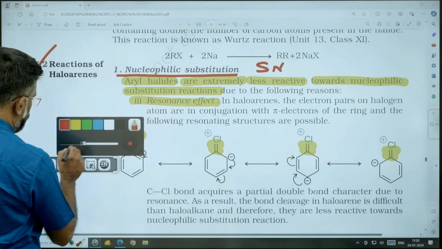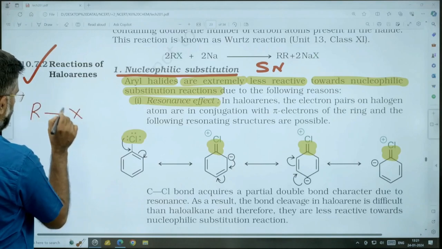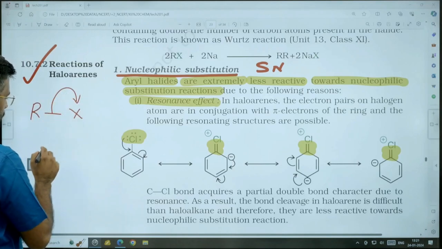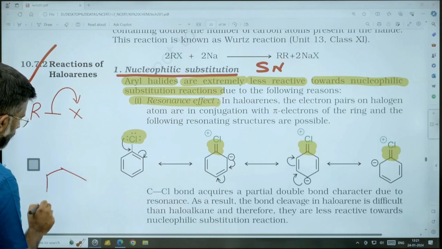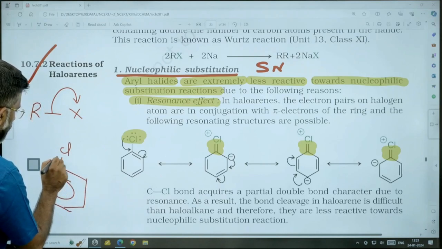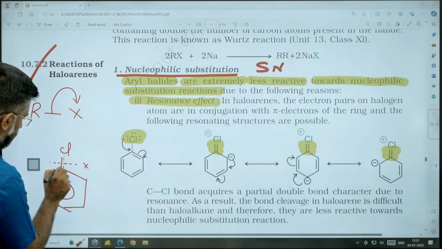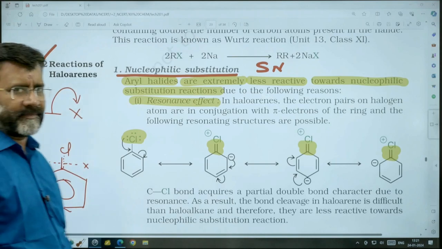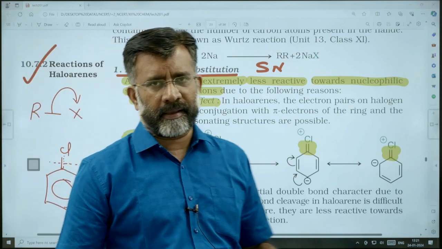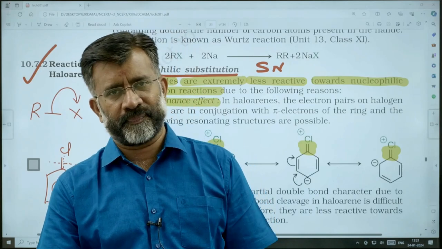The way alkyl halides break, the way the bond is breaking in alkyl halides, it is not possible to see in aryl halides, the carbon halogen bond. It is not breaking easily. It is not possible as there is a partial double bond character. The carbon halogen bond cannot be broken easily. Reason number one.